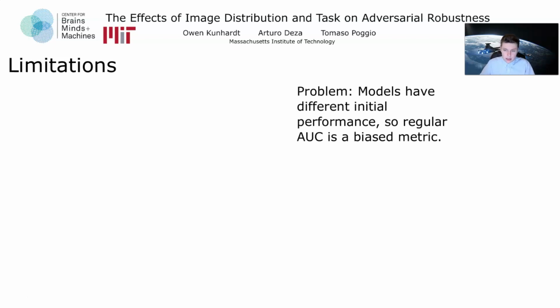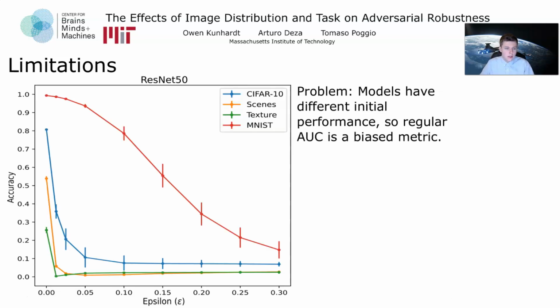And this is because some tasks are more discriminable than others. Take, for example, ResNet 50, trained on CIFAR, scenes, texture, or MNIST. MNIST performs the best, but are there differences in robustness by virtue of the fact that learning digits is easier than, say, objects? Or is it actually more robust?